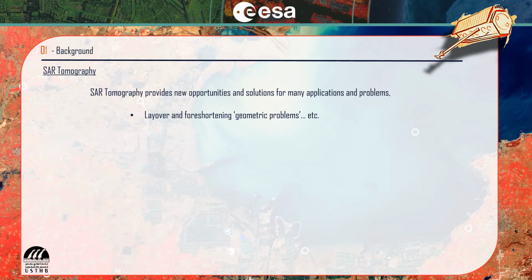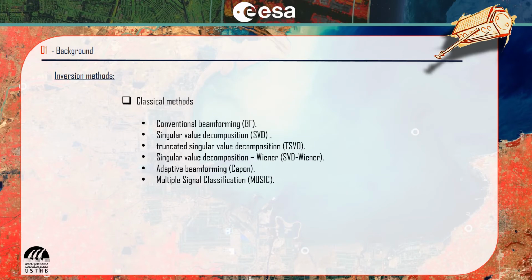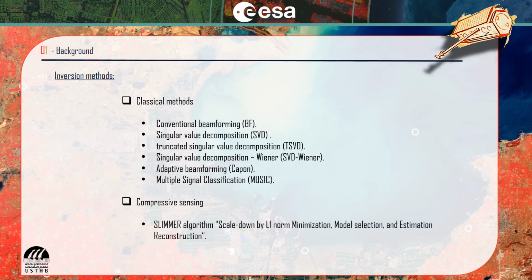This technique can provide new opportunities and solutions for many applications and problems, like the problems caused by layover and foreshortening. One of the main constraints of this application is the irregular baseline sampling and the small aperture in baseline, especially for the new generation X-band synthetic aperture radar satellites like TerraSAR-X and TanDEM-X. For the SAR tomography reconstruction, several methods were proposed, like the one highlighted in this presentation, and other inversion methods, like the SL1MMER algorithm based on compressive sensing, which represents the main focus of this work.